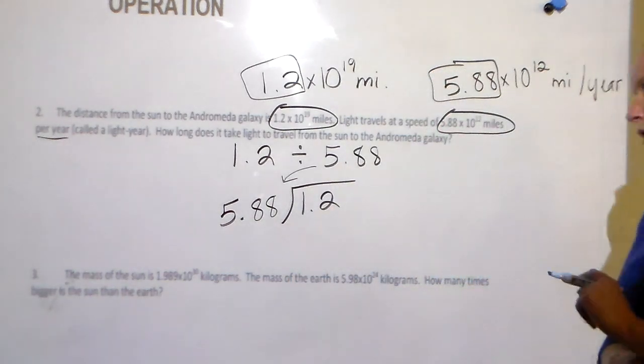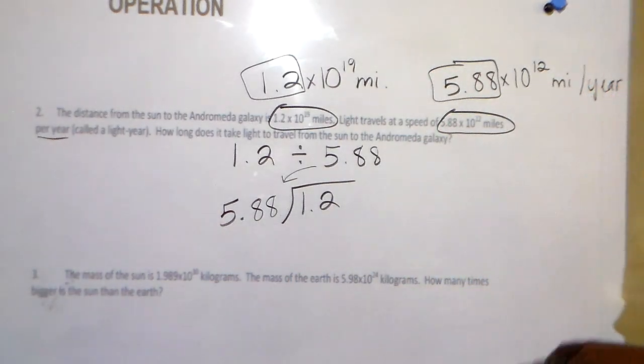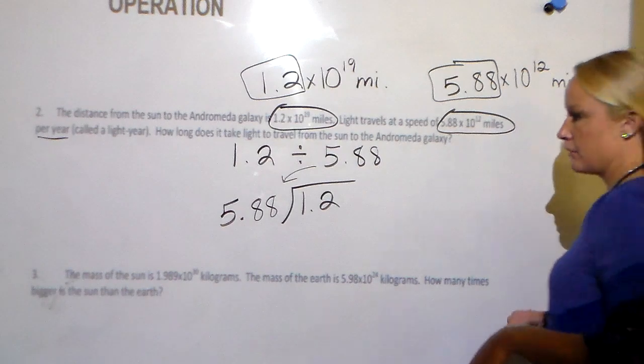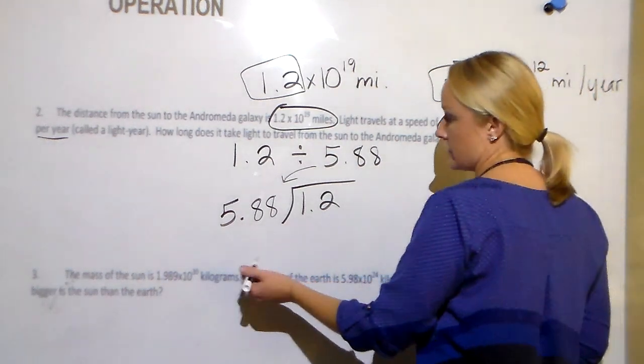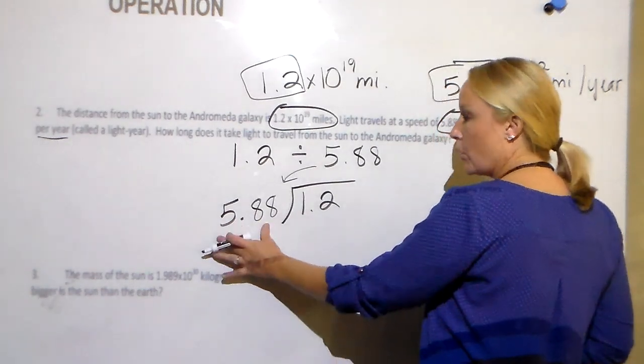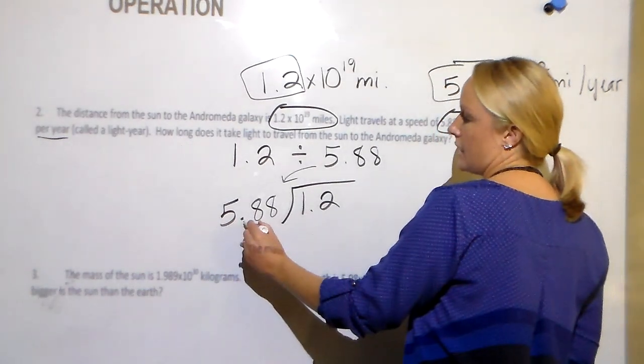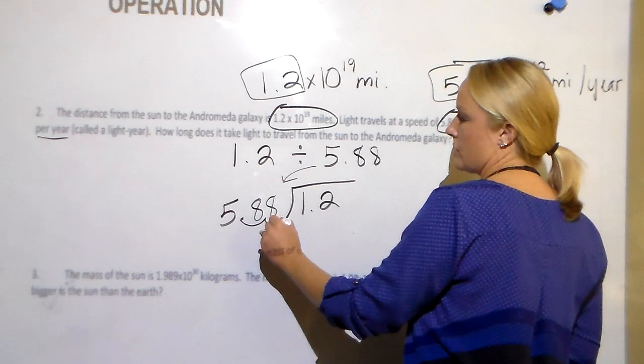1.2 divided by 5.88. Not an easy number to divide by. We don't like dividing by decimals. We really just would rather not deal with them if we don't have to. So let's make this a whole number. In order to do that, the decimal has to be at the end. So that's 2 jumps over.